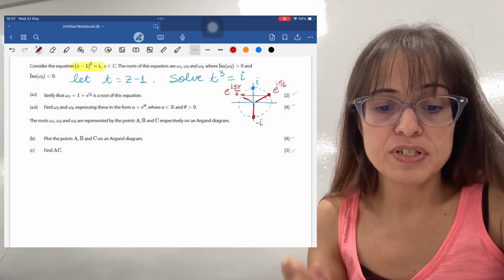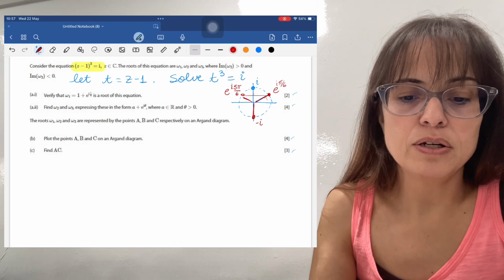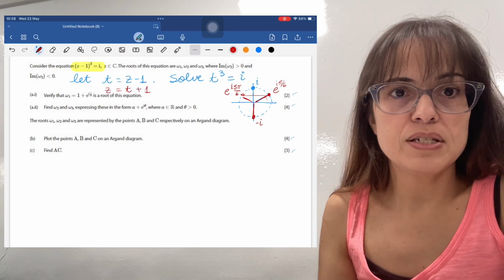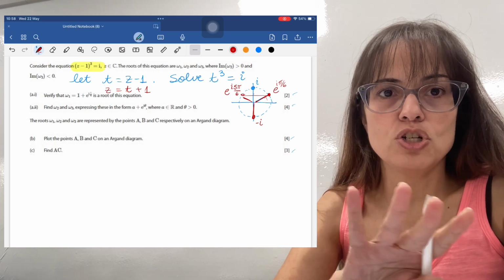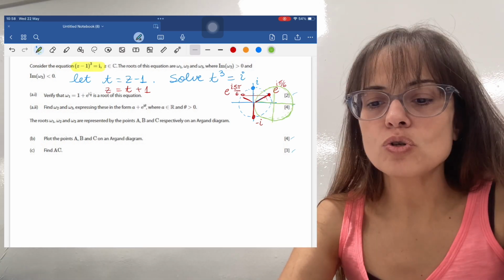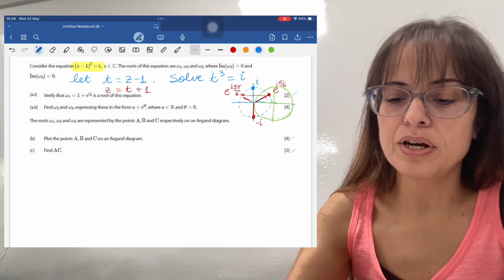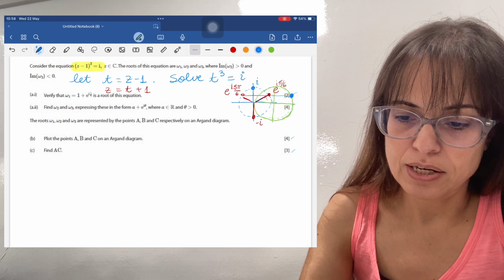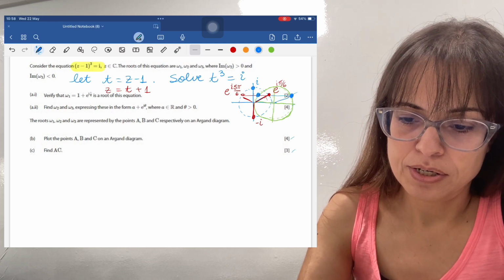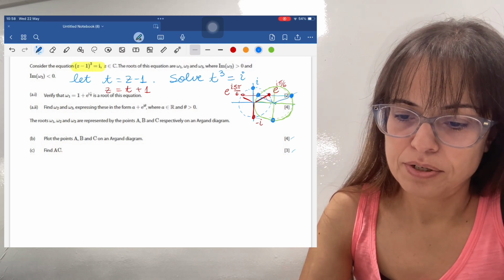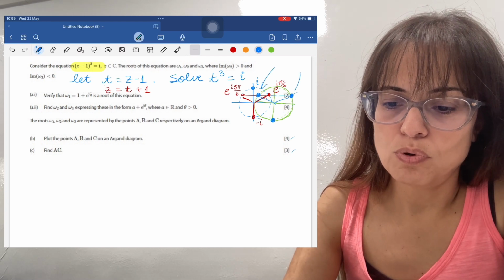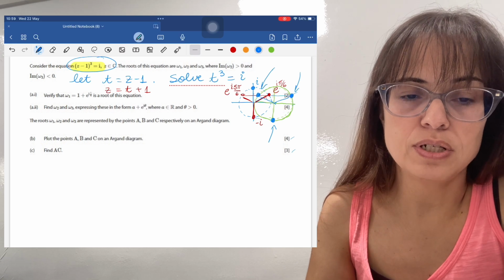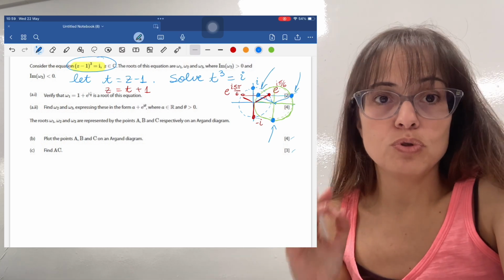But these are values of t, and t was z minus 1. So the values of z were t plus 1, which means that I need to take these 3 red points and shift them 1 to the right. So I shifted the whole unit circle here to the right, and I drew it in green. And now I'm going to bring my points here, here, and here. So these 3 blue points are the solutions to my original equation, z minus 1 to the power of 3 is equal to i.